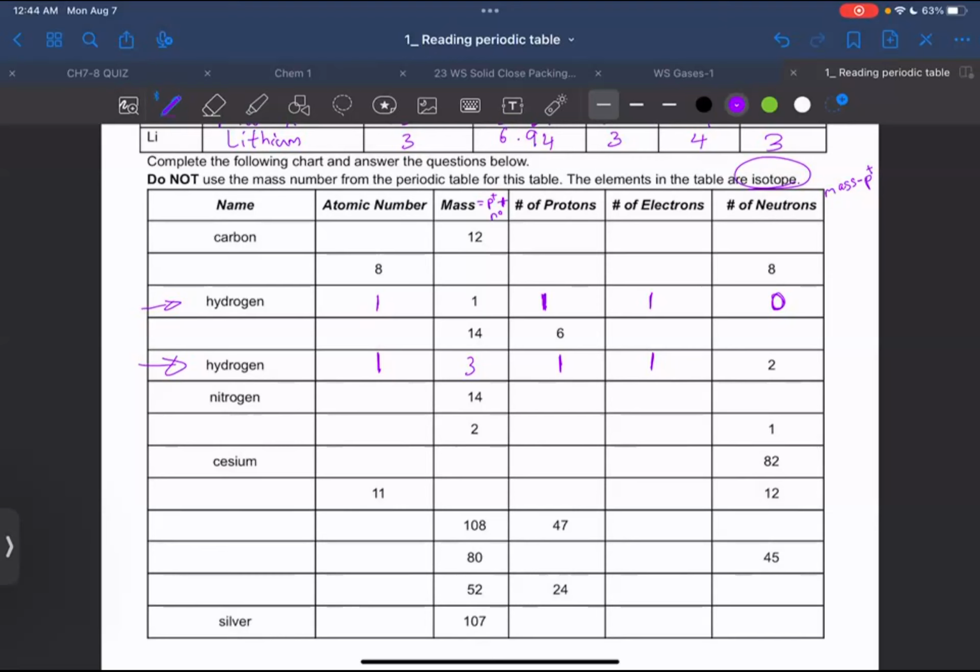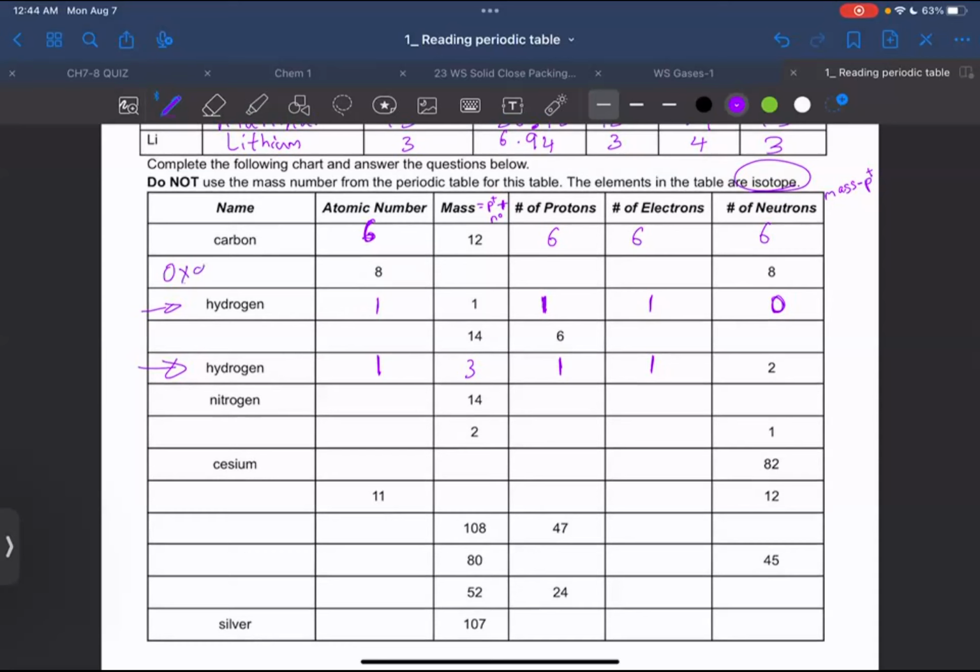Carbons, so that should be 6. And since this is 12, they're all 6. We're good. 8, that's oxygen. Okay, since neutrons 8 too, this is 16. All right, let's see. This is hard because you don't have the atomic number or name, but remember, proton is the atomic number, so that's 6, which means this is carbon, which means these two are isotopes.